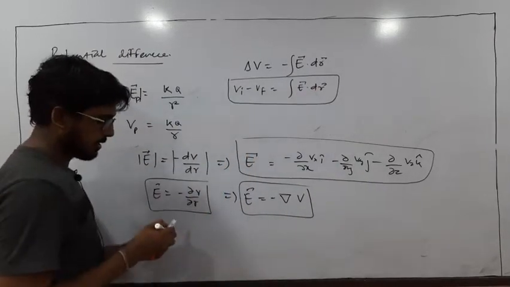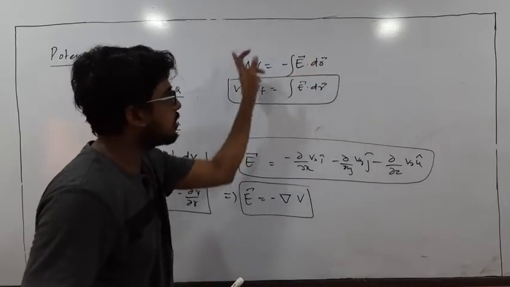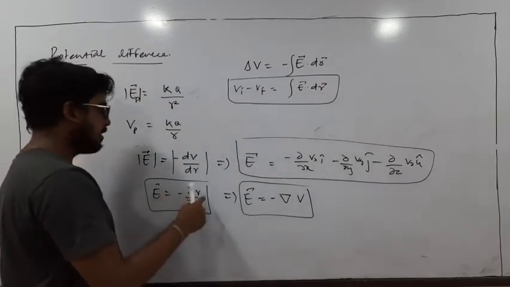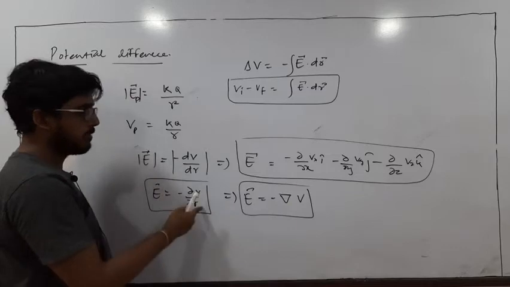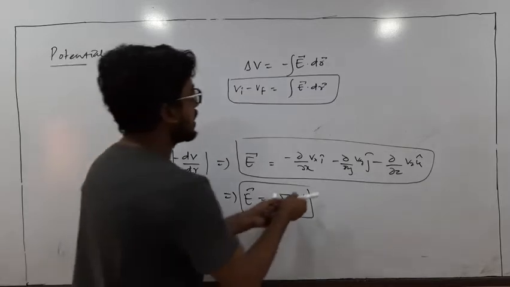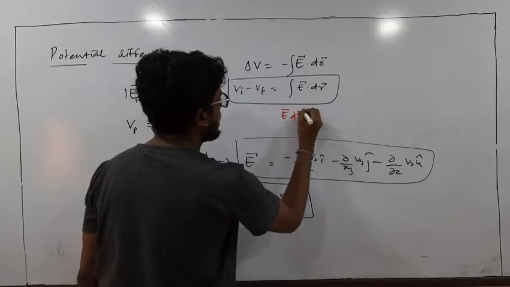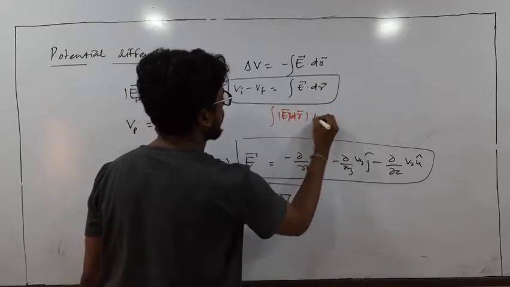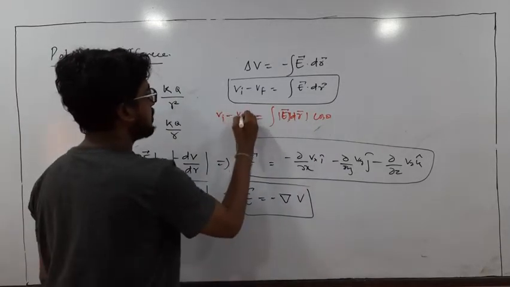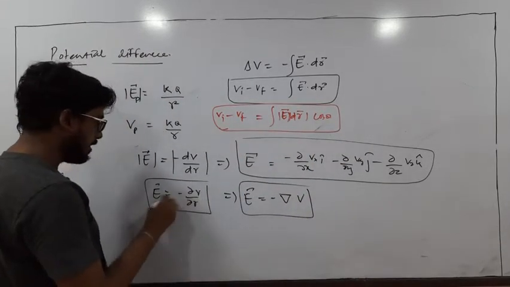If the question asks you to prove that the potential difference is the negative line integral of electric field, then you have to derive this relation. If the question asks that the electric field is the negative gradient of the potential, you have to derive this relation. But these two are interrelated. So we can write E vector dot dr vector as mod E mod dr integration of cos theta, which will be V initial minus V final. And from this relation we can write E equal to minus dV by dr.